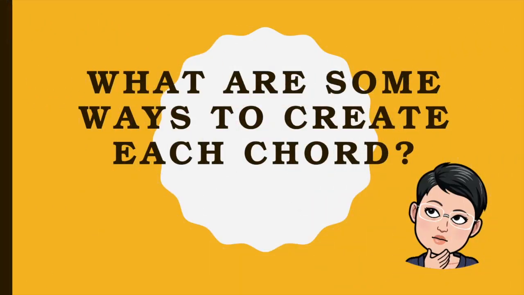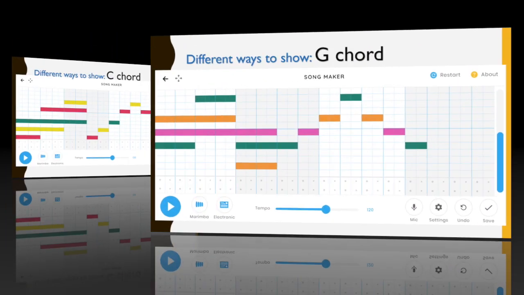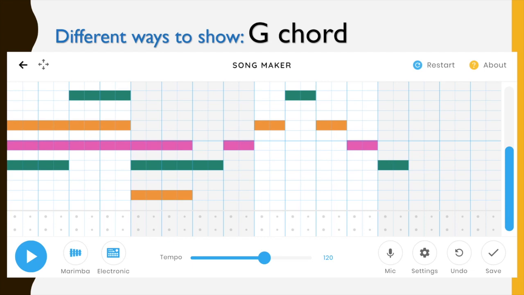After listening to all these three chord progressions, what are some ways to create each chord? Is it only by its root position? Well, not necessarily. Remember, a chord can be played together. It can also be played separately. Now, let's look at how the G chord can be represented on the song maker. Again, the G chord can be played simultaneously, at the same time, in different chord inversions.